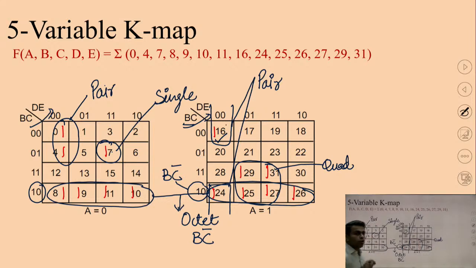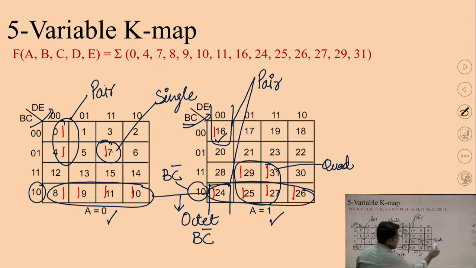And A will not participate in this. Why? Because this group is appearing in both the K-maps. So if a group is appearing in both the K-maps, first K-map corresponds to A is equal to 0, second K-map corresponds to A is equal to 1. That means nothing is common between the two. Okay. So in this way A has been eliminated.